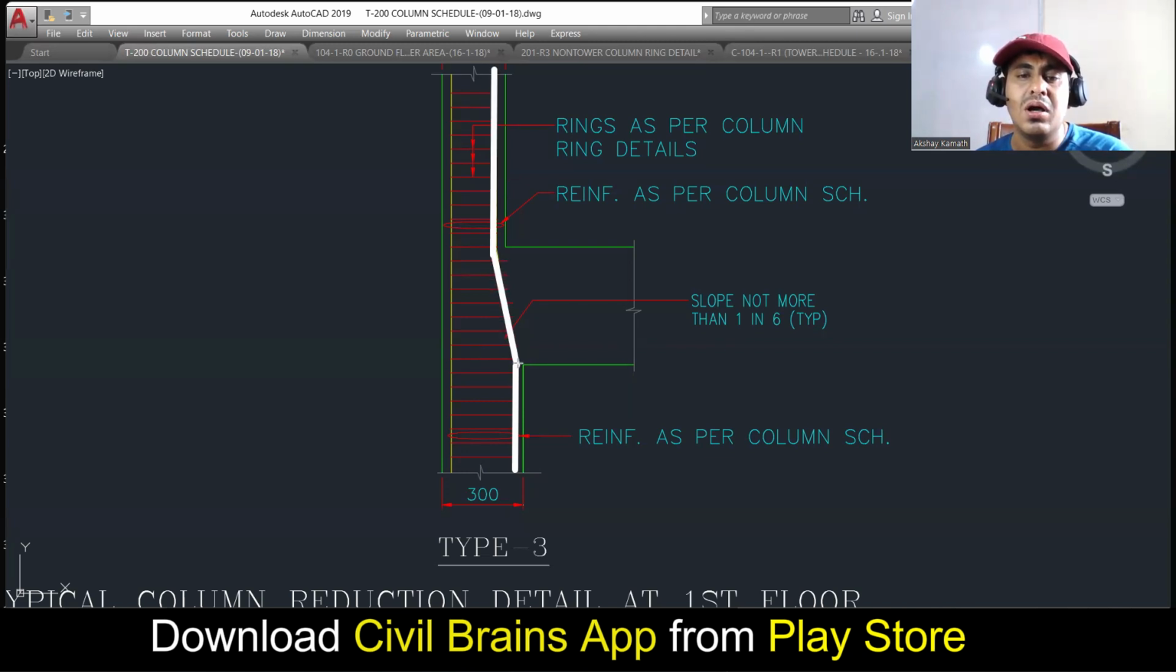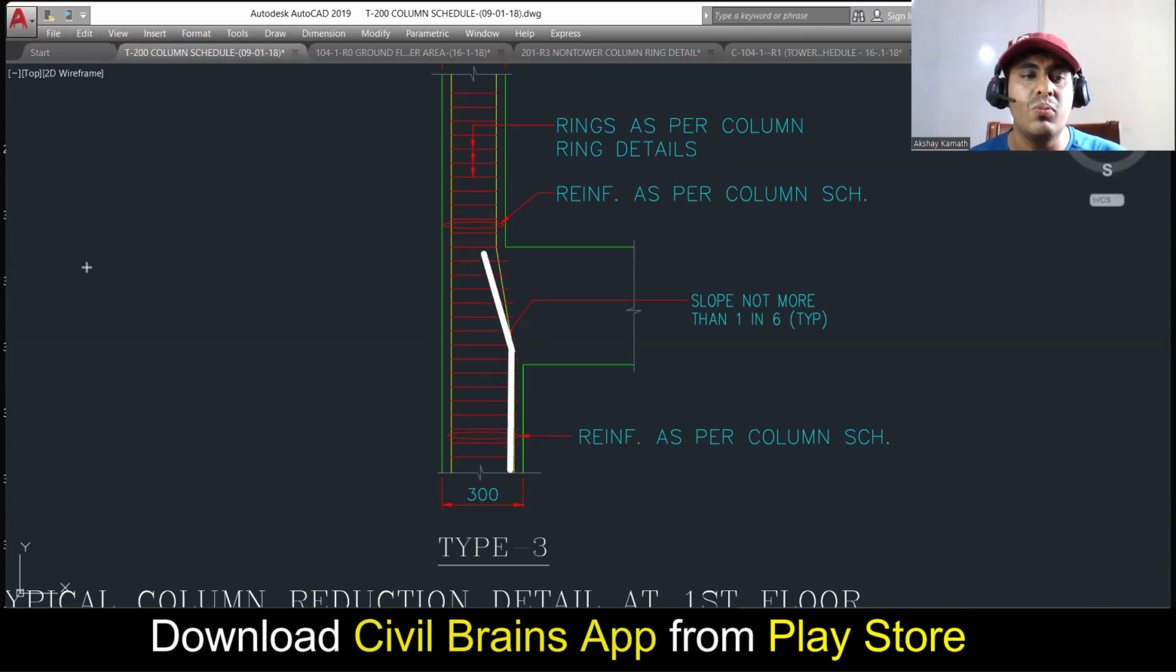That is, for every 6 mm rise, the slope should not go beyond 1 mm. For every 6 mm height, the slope should not be more than 1 mm. Okay, that is the meaning of it. Slope not more than 1/6. For every 6 mm rise, you can allow max 1 mm slope. Got it?